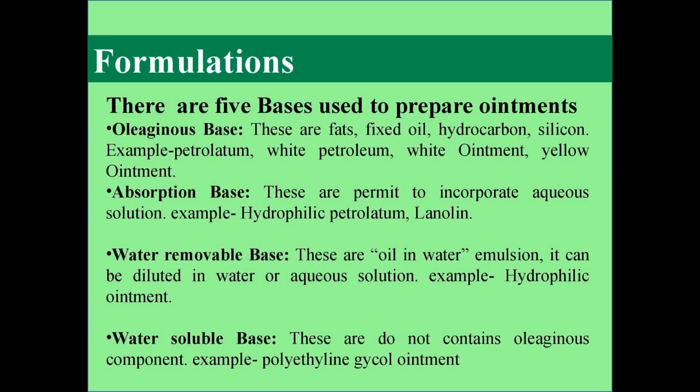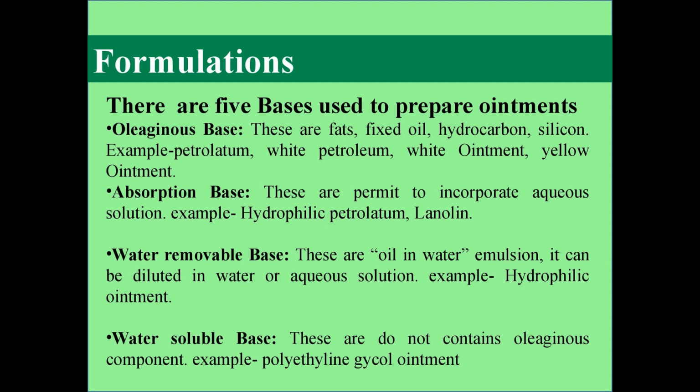When we discuss the formulation and preparation of ointment, we should discuss the bases which are used to prepare ointments and creams. The first is the oleaginous base, which consists of fats, fixed oils, hydrocarbons and silicones. For example, white petroleum and yellow petroleum are examples of oleaginous base, and we frequently use them to prepare ointment. The second is the absorption base, which permits incorporation of aqueous solution. For example, hydrophilic petroleum and lanolin are examples of absorption base.